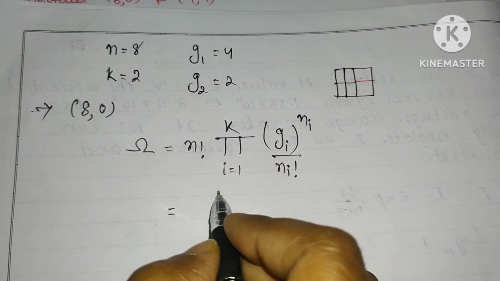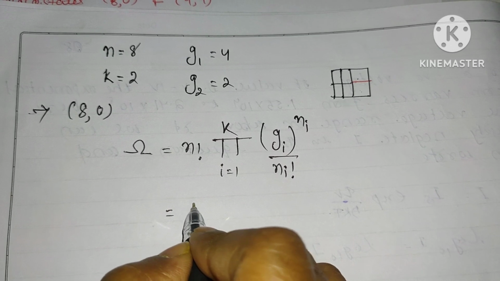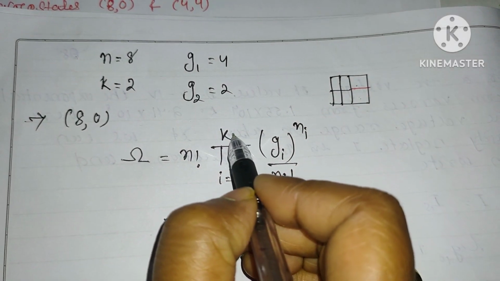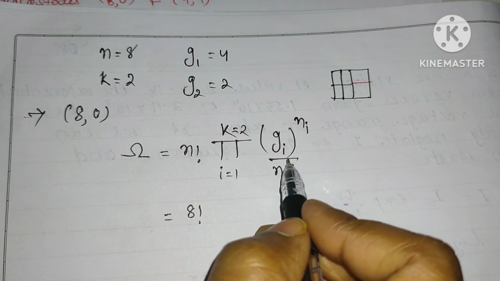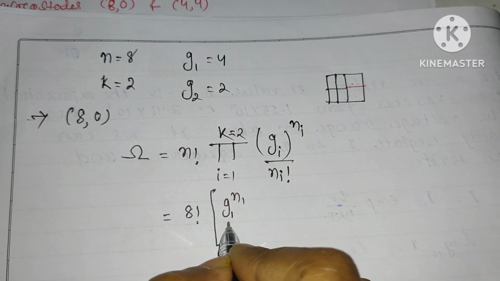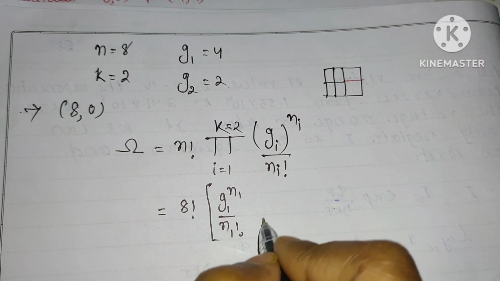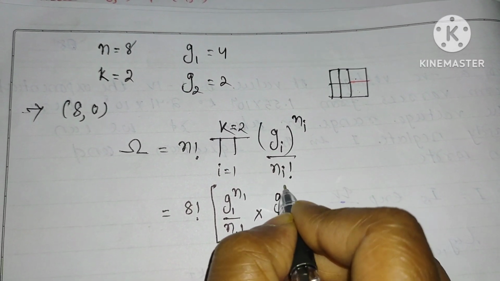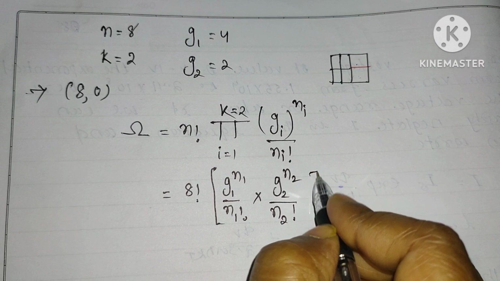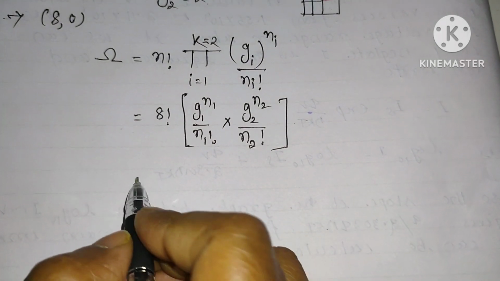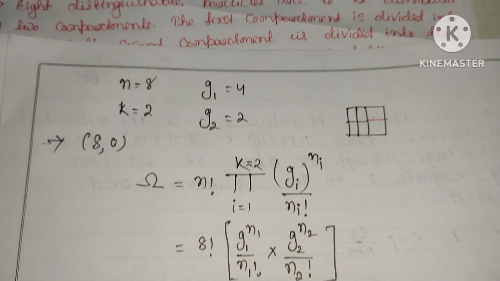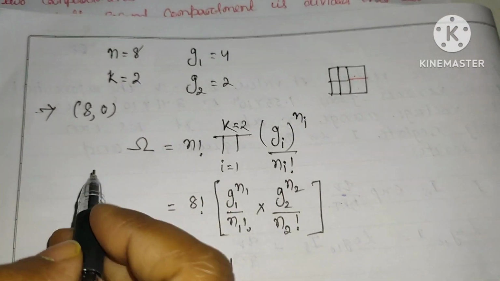So here you can see that this is n factorial, n factorial means 8 factorial. i equal to 1 to k, here k equal to how much? 2. So k equal to 2. So here I am writing g1 power n1 divided by n1 factorial, into g2 power n2 divided by n2 factorial. This is the product over. Now this is 8 factorial into g1, here it is 4.